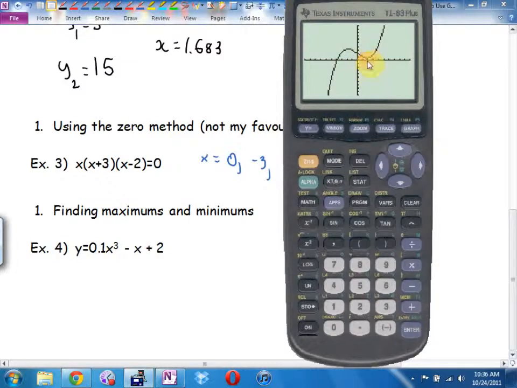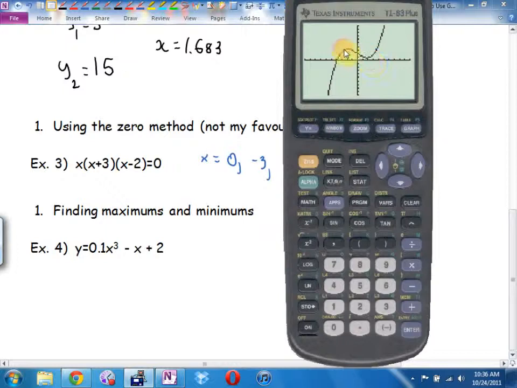Why do we say local? Because this is not the highest point on the graph. The highest point on the graph is infinity. It's not the lowest point on the graph. The lowest point of the graph is negative infinity. This graph has a domain of all reals and a range of all reals. But locally in that area, that's the lowest point. Locally in that area, that's the highest point. I'll show you how you can find that.